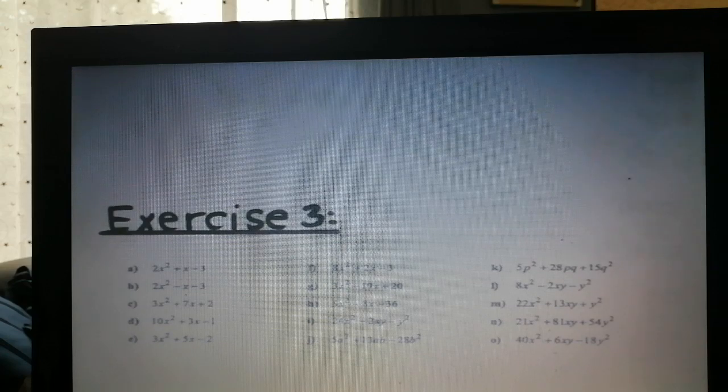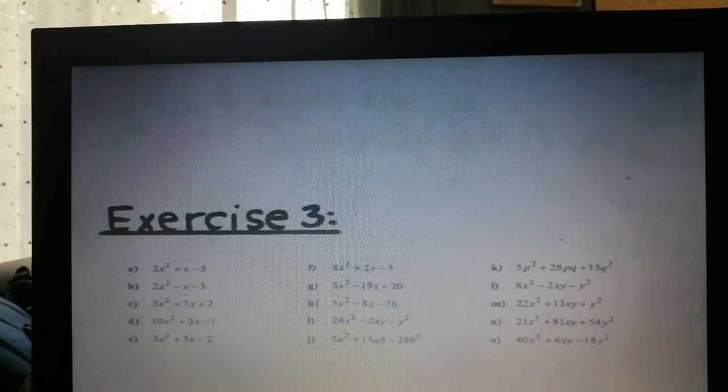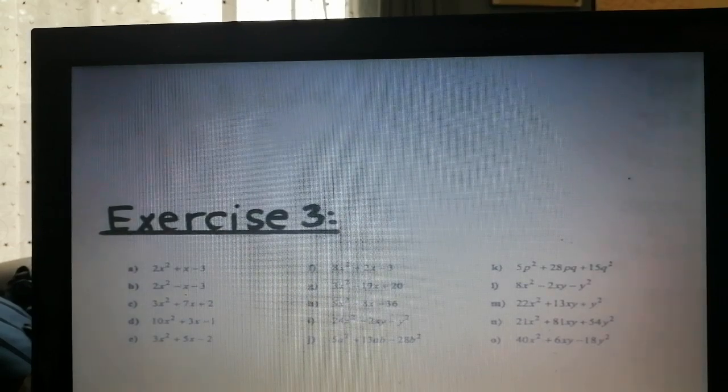What I can suggest is please always check if there's an HCF first. So just looking right now, from my point of view, I can see it, oh, there's definitely an HCF that you may have to take out first. So please check that with all of them, and good luck.